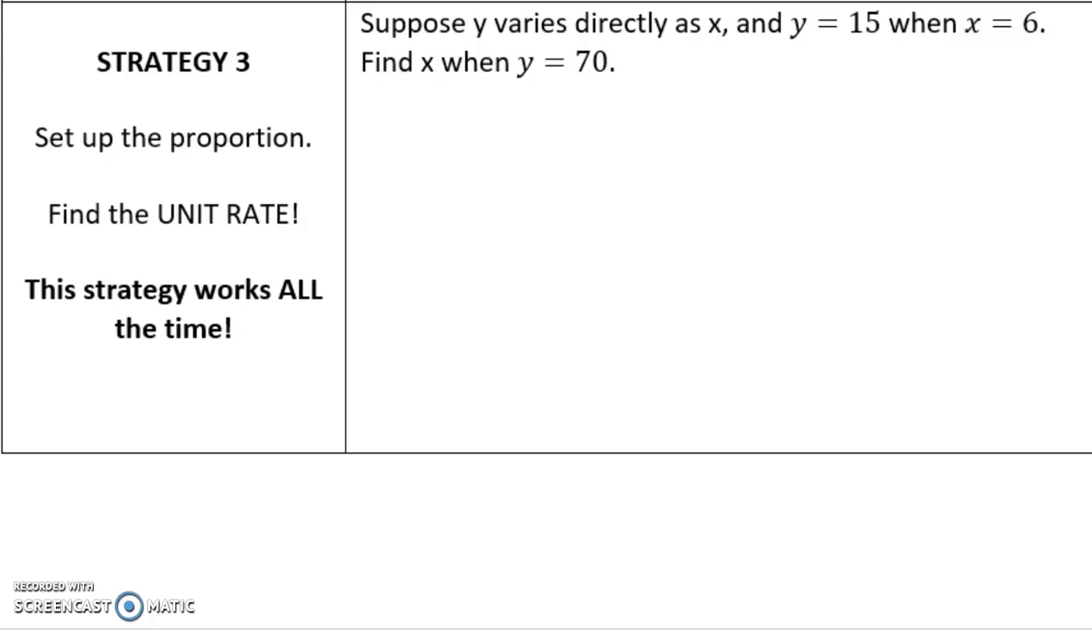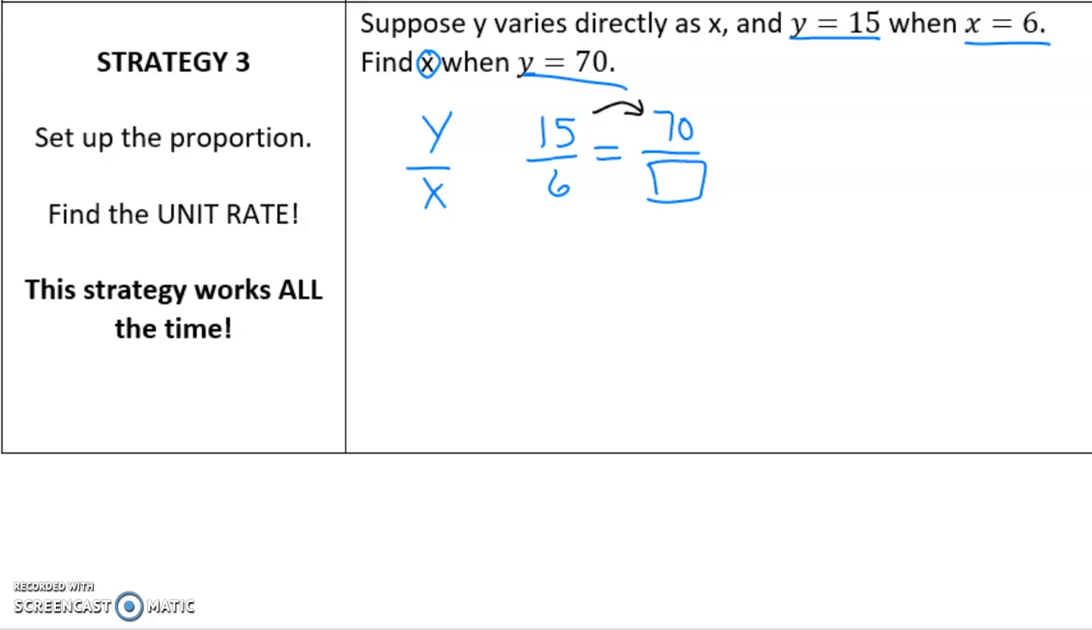All right, suppose Y varies directly as X. So set up my fraction. Y is 15 when X is 6. So there's what's given. And then it says find X, so I don't know the bottom, when Y is 70. So I look first, do I know 15 times something gets me 70? Off the top of my head, I don't know that. Then I look, do I know 15 divided by something gets me to 6? Off the top of my head, I don't know that.